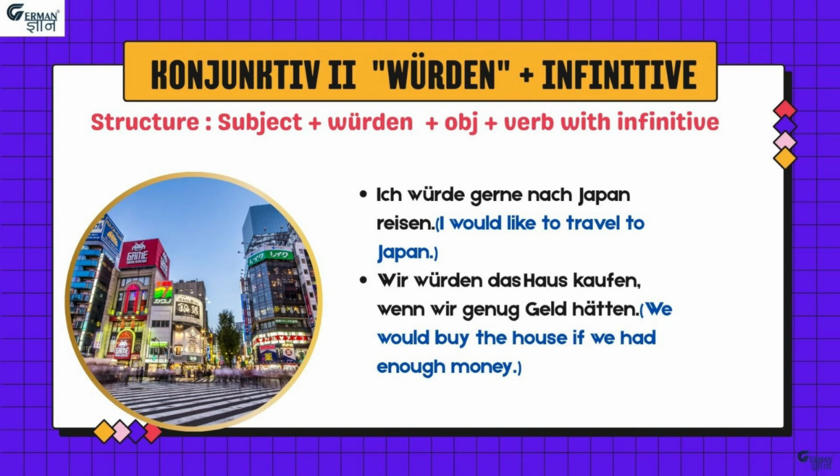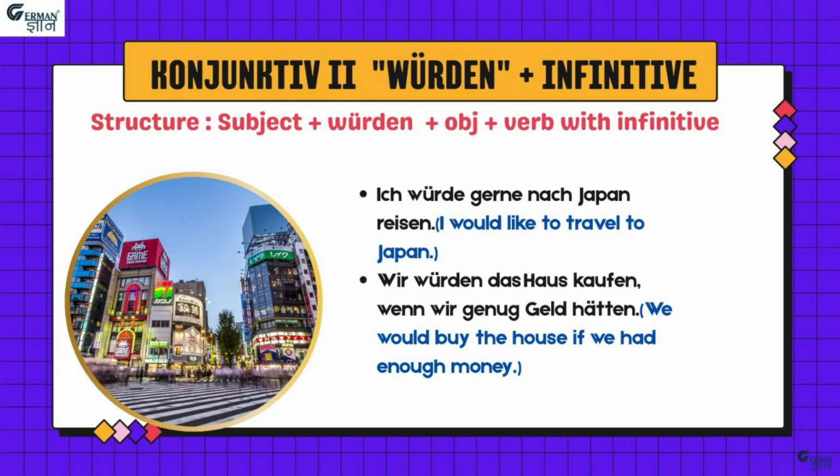Then second example, "wir würden das Haus kaufen, wenn wir genug Geld hätten", means we would buy the house if we had enough money. So again, "würden" is conjugated at the second place according to the subject, and "kaufen" is in the infinitive form.